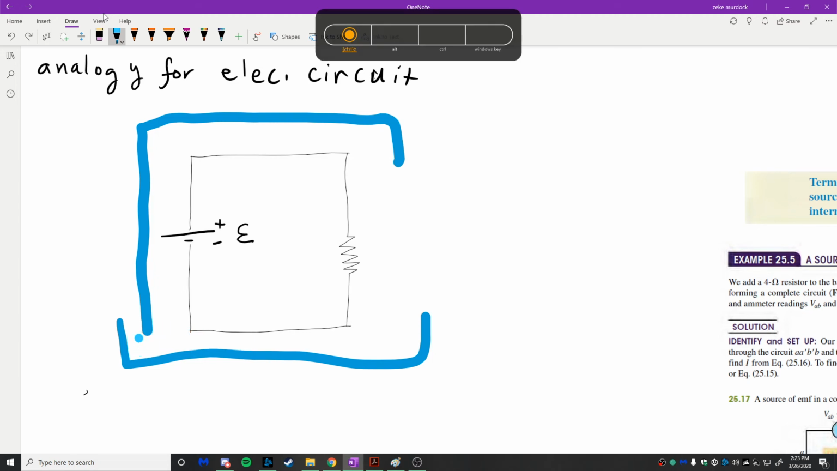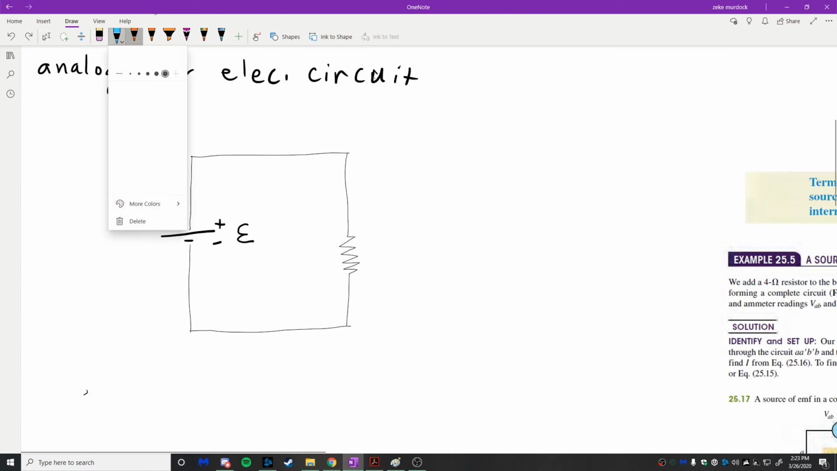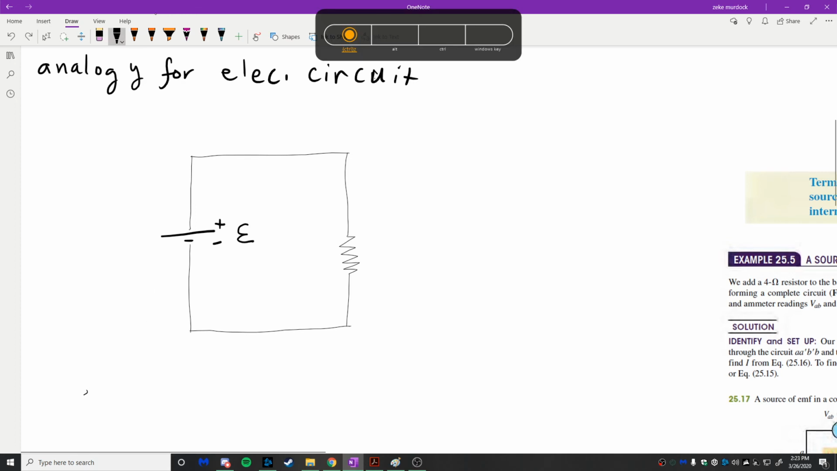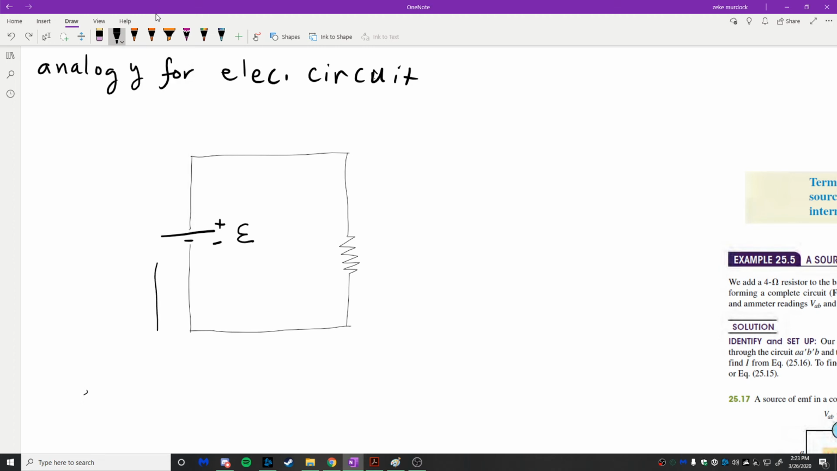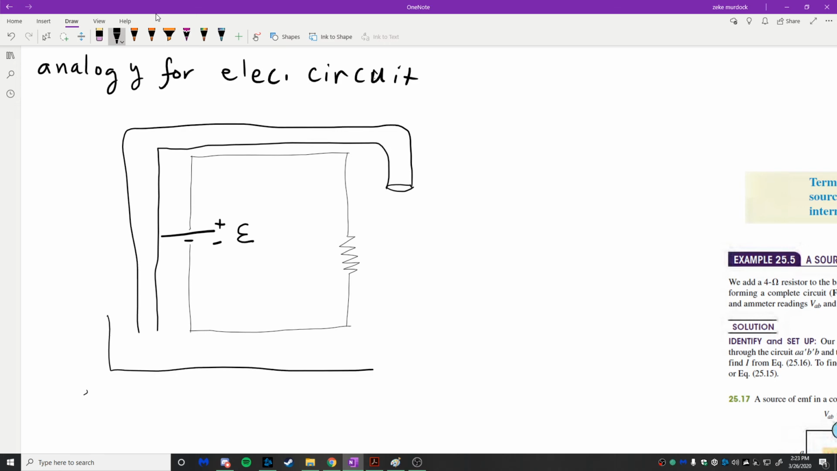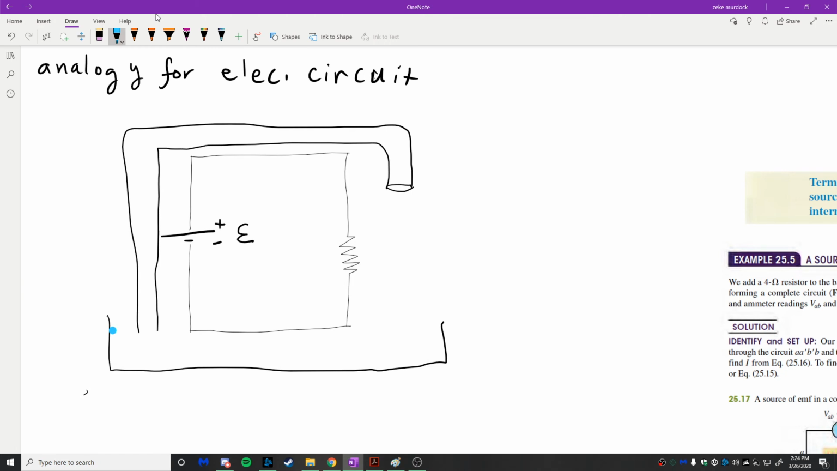You know what? This is going to look better if I draw tubes. So let's do it here. Black. Okay. So imagine you've got a tube that goes around like this, and then it opens up right here. So there's an opening here. And this tube has a vessel down here that's now filled with water. So there's a reservoir of water down here that you can draw from.